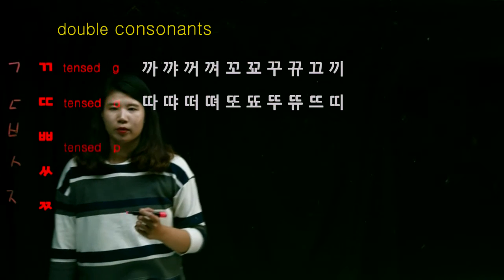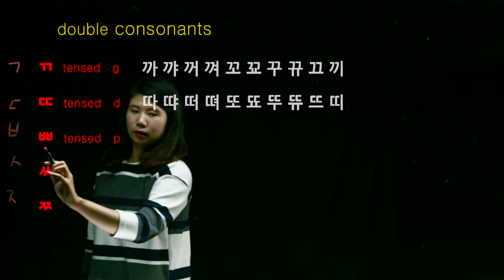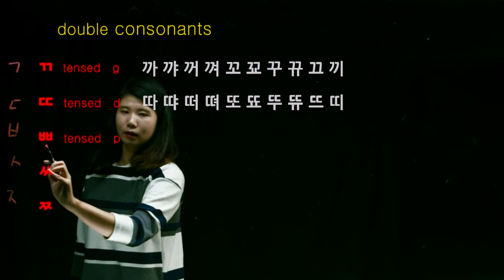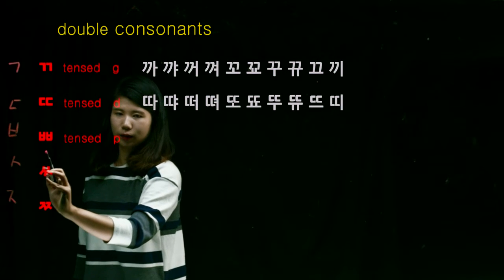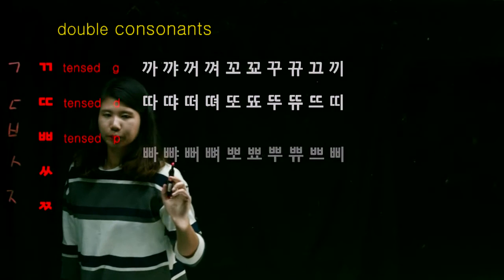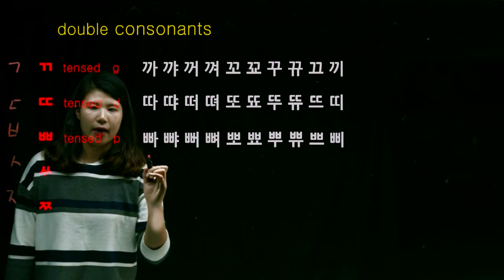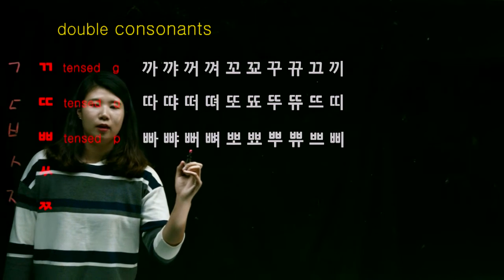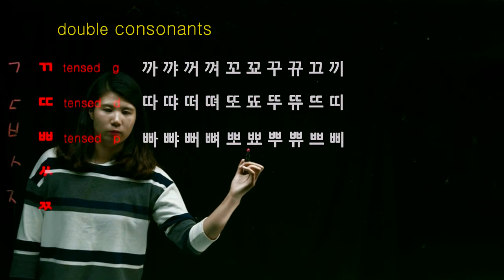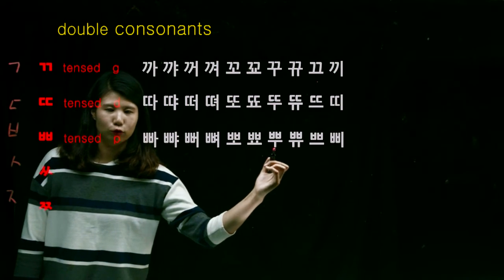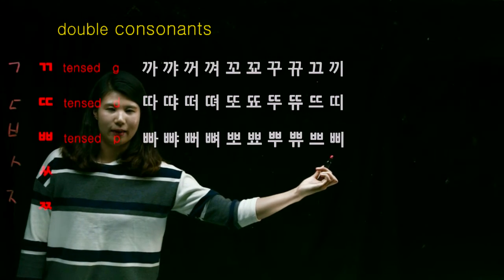Very good. Next one, 비읍. And this would be double 비읍, so 쌍비읍. B and B. Very good. Okay, let's try reading. 빠, 뺘, 뻐, 뼈, 뽀, 뾰, 뿌, 쀼, 쁘, 삐.